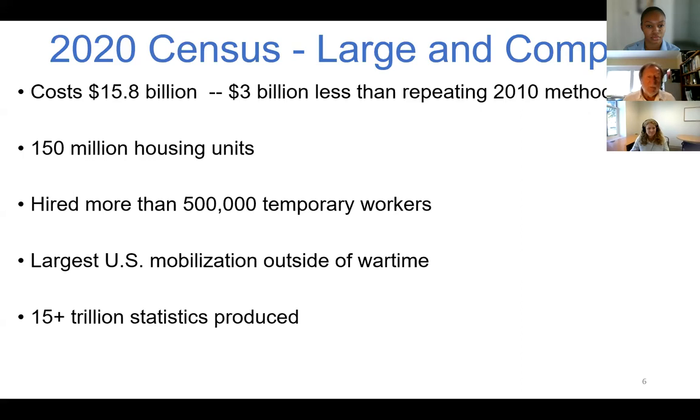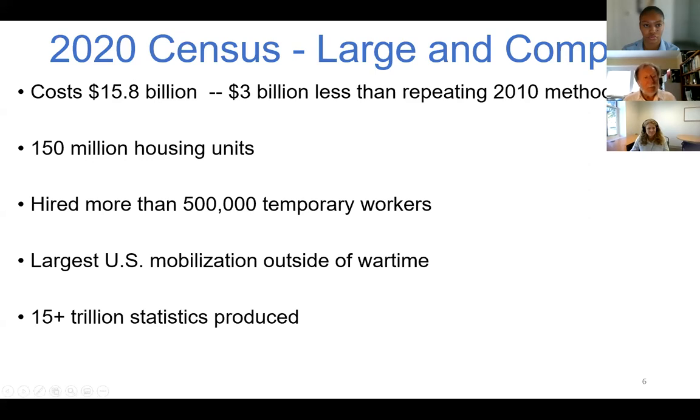Just as a footnote, in 2011, Congress mandated the Census Bureau to take the 2020 census at the same actual cost as the 2010 census, which is about $13 billion. A couple of years ago, Congress and the administration realized there wasn't enough money, so they increased it a little bit. But nonetheless, the amount of money in 2020 was quite a bit less than it would have taken to repeat the 2010 method. We're talking about 150 or so million housing units, places where people can live.